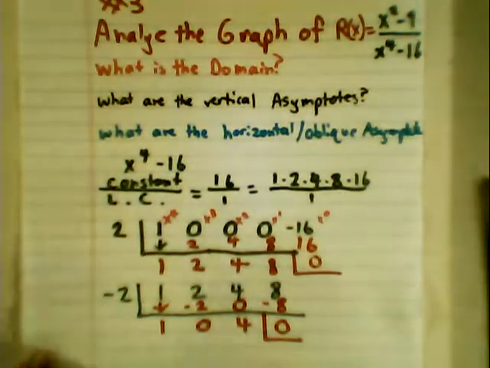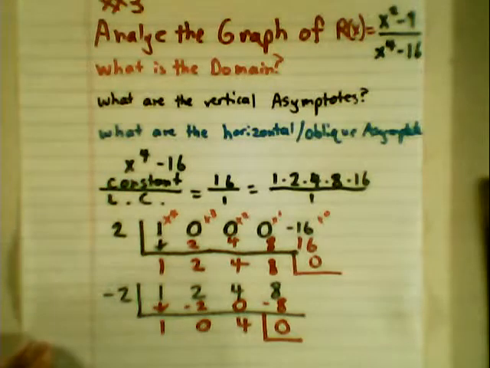Since we got a 0 in that last column, negative 2 is also a zero.